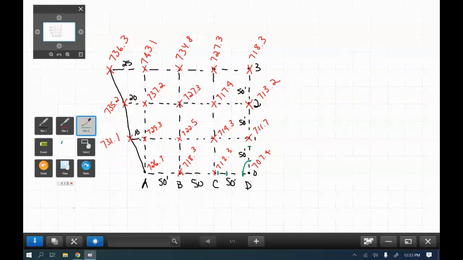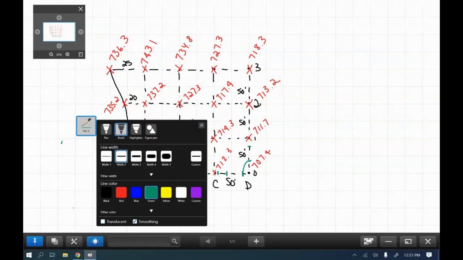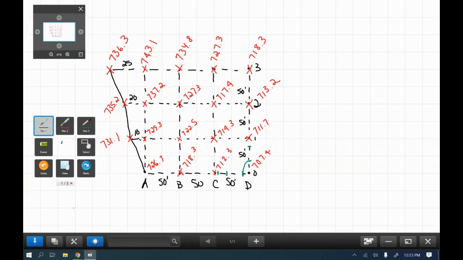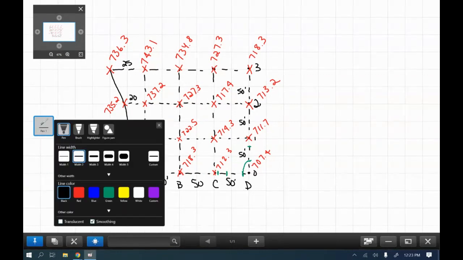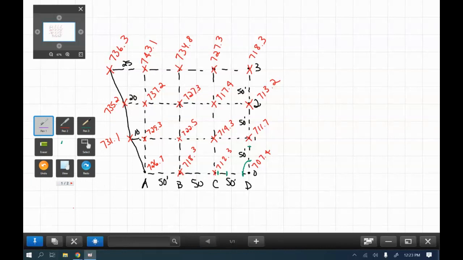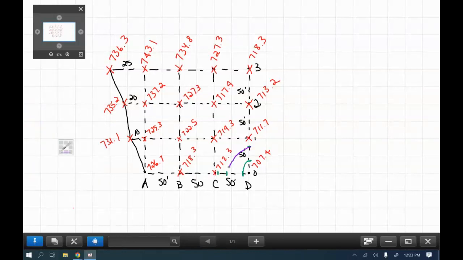Now I'm going to do the 710, since that's one of those major contours. It's an even. I'm going to do it in pink. So for 710, it's going to do just like that. So you either want to darken that one in, and I would put 710.